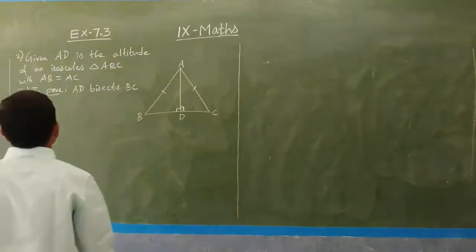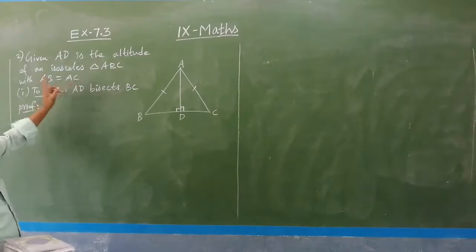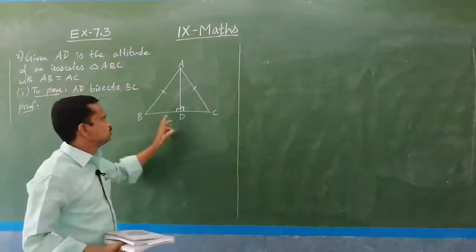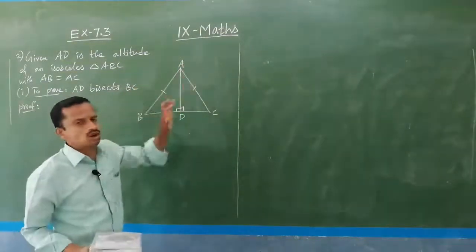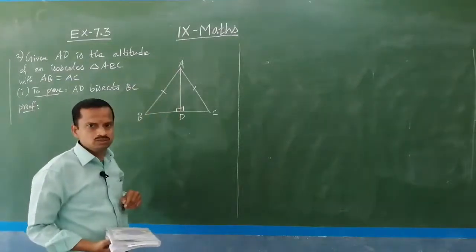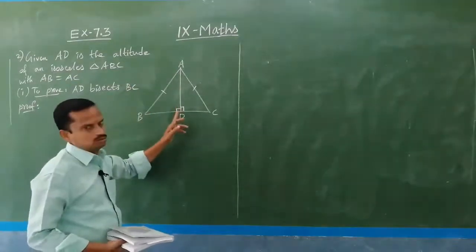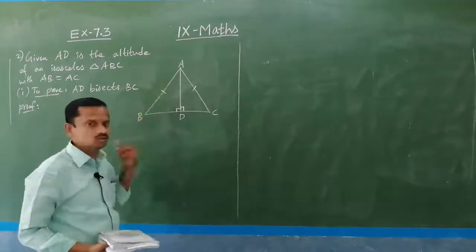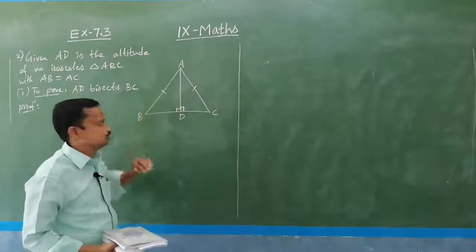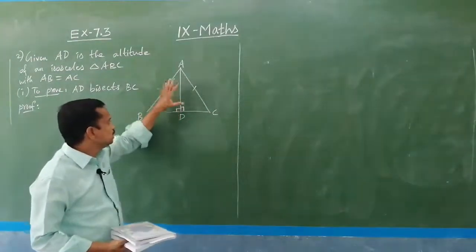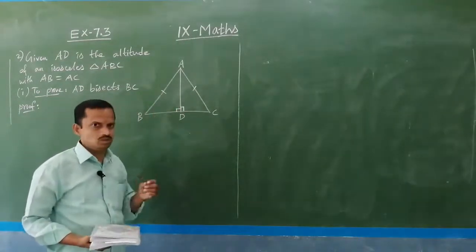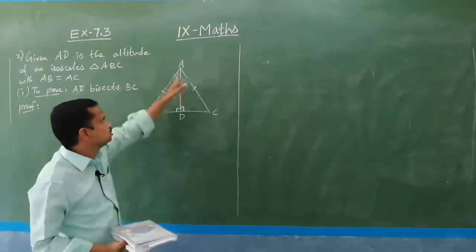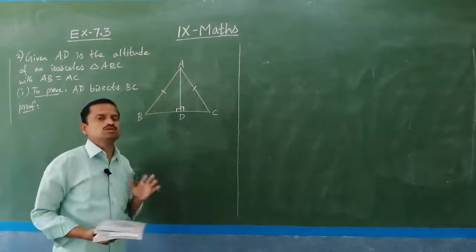So now question number 2. Given AD is the altitude of an isosceles triangle ABC with AB equal to AC. You see, ABC is an isosceles triangle with AB and AC equal, and AD is the altitude. What is the altitude? The line segment AD which makes 90 degrees, the perpendicular distance. AD should make 90 degrees with the base BC. The perpendicular distance from vertex A to the base BC is called the altitude.